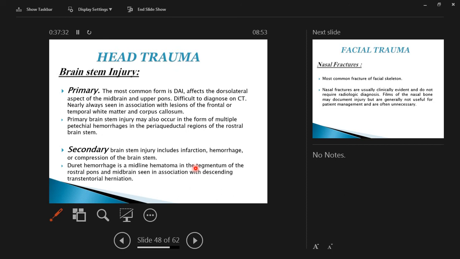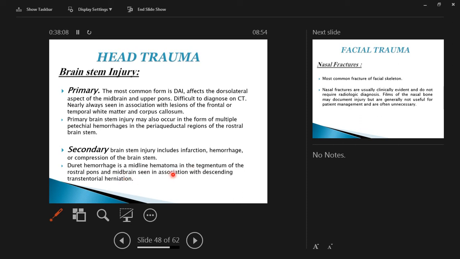Regarding brain stem injury, as either primary or secondary. Most of the primary or diffuse axonal injury affects the dorsolateral aspect of the midbrain and upper pons. They are difficult to diagnose in CT, nearly always seen in association with lesions of the frontal or temporal white matter and corpus callosum. Primary brainstem injury may also occur in the form of multiple petechial hemorrhages in periaqueductal regions of the rostral brainstem, while secondary brainstem injury includes infarction, hemorrhage, or compression of the brainstem.